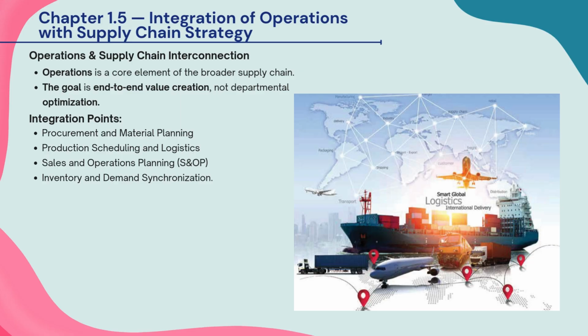Operations sits at the heart of the broader supply chain, and the real objective is end-to-end value creation rather than isolated departmental efficiency. Its integration points stretch across procurement and material planning, where inputs are secured, production scheduling and logistics, where goods are made and moved, and sales and operations planning, which aligns demand with capacity. Effective operations also depend on tight synchronization of inventory and demand so that materials flow without excess or shortages. When these links work together, the entire supply chain becomes faster, more responsive, and more economical.